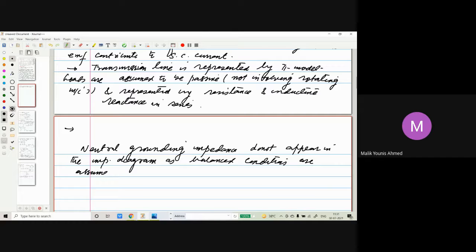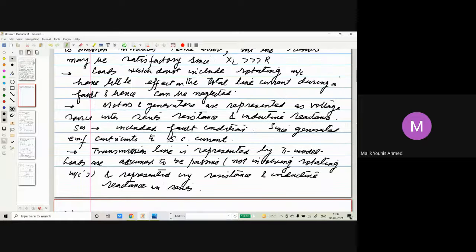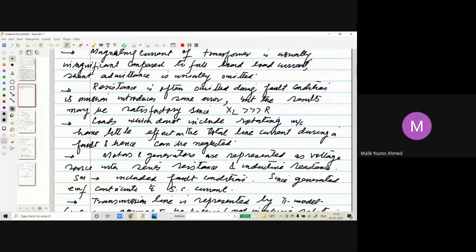That itself clears that when the balance condition is assumed, no current flows through the ground under balance conditions. Okay, so I hope this is clear. Now here, what are the important points?